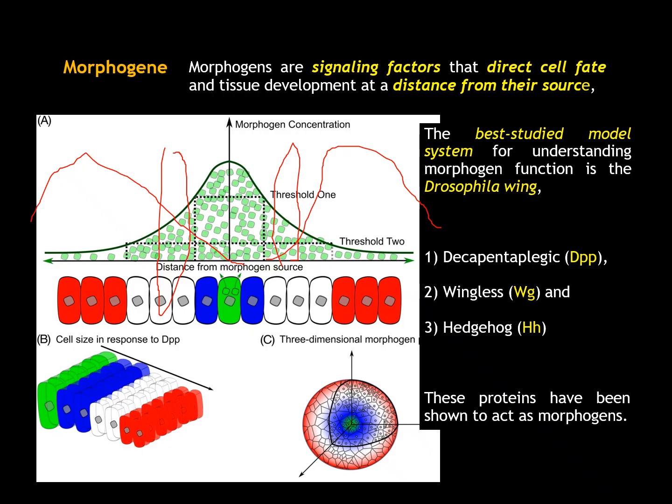The best study system for understanding morphogens is the Drosophila wing. So there is DPP, Wingless, which is very important, and Hedgehog. And they have been shown to work like this, but also in a three-dimensional pattern too.